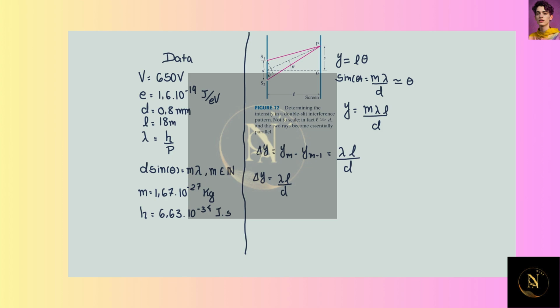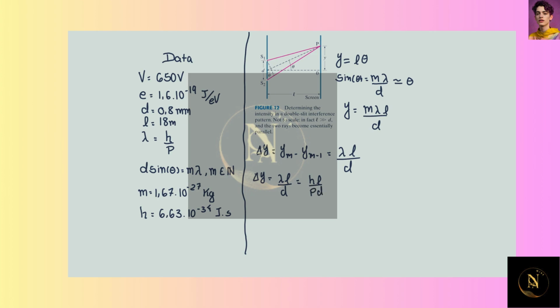Now, how can I calculate that? We already know what is the value of L, and we also know what is the value of d. Then we have to give an estimation for the value of lambda. To calculate the value of lambda, we can use this relation. So lambda is equal to h divided by p. Then we have delta y is equal to h times L divided by p times d.